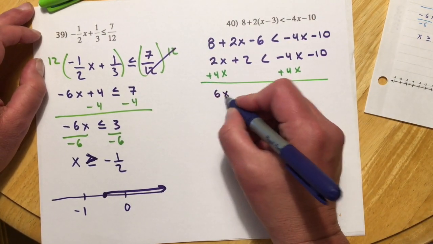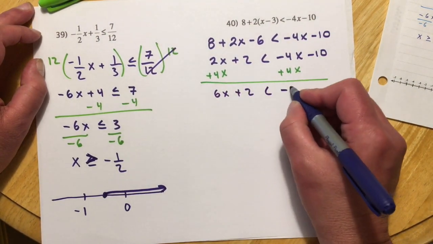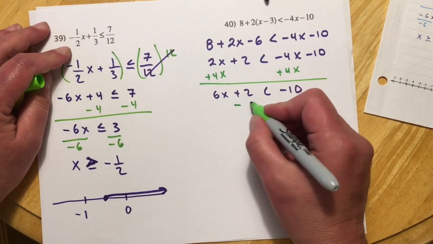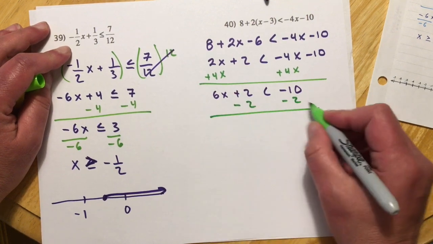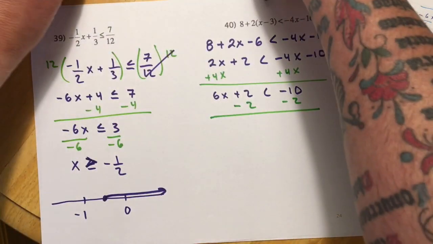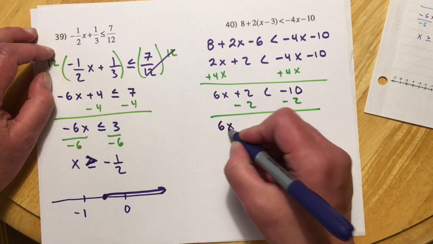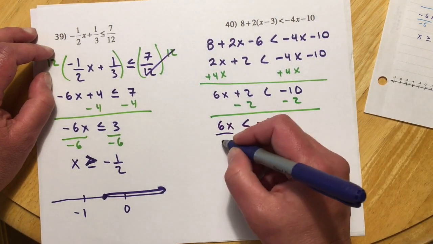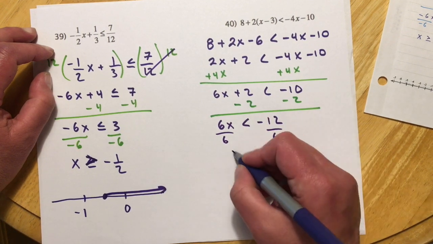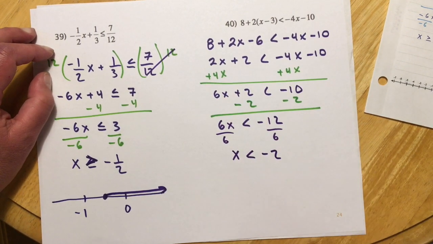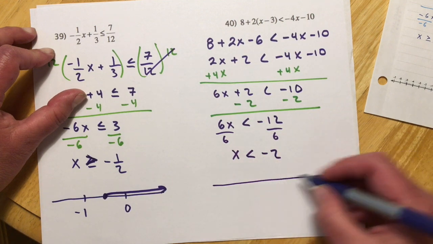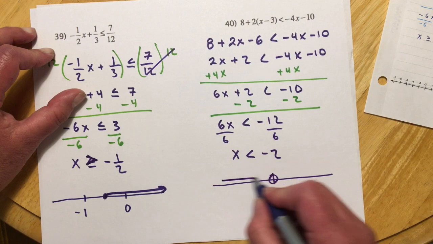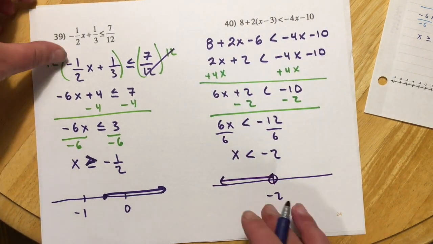And this is 6x plus 2 less than negative 10. And then subtract over the 2. And then finally divide by 6. And for once I'm dividing by a positive, so no flip. x is less than negative 2. So there's negative 2, open dot, and less than, so going to the left.